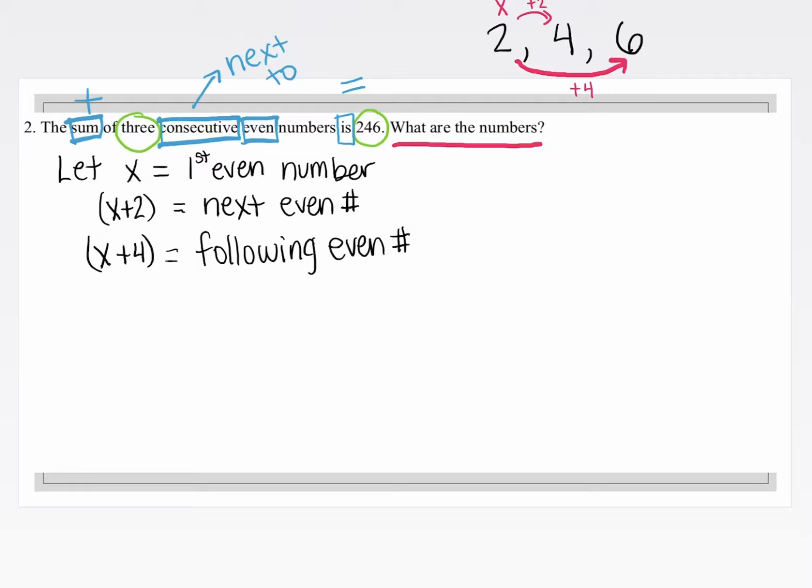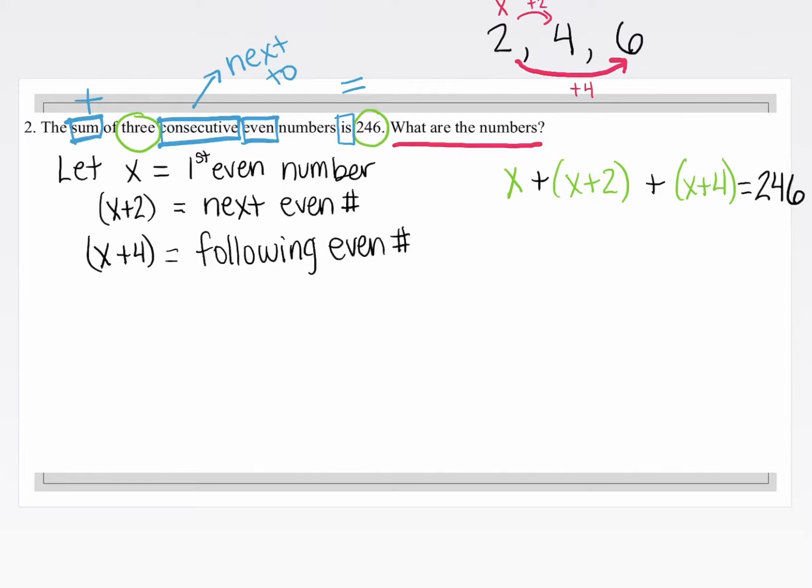Now we know that the sum of these 3 even numbers is 246. So if we want to write an equation, we know we can take x, our first number, add it to x plus 2, our second even number, and then add it to x plus 4, our third even number. When we add these all together, we'll get our total number of 246.